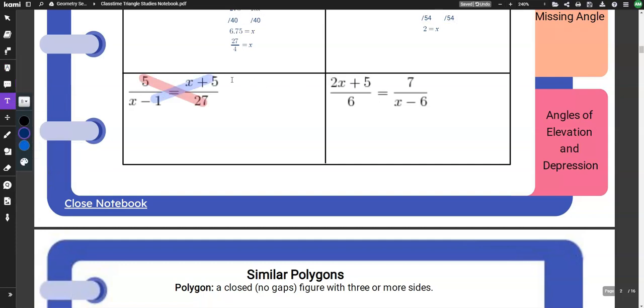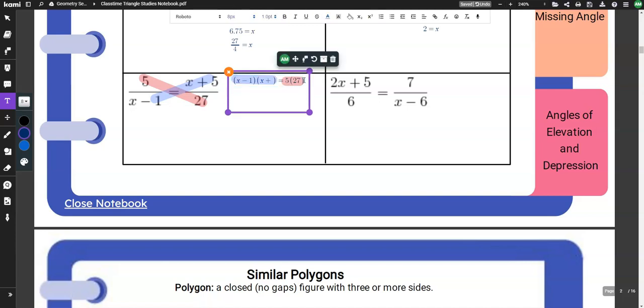Then I'm going to go ahead and type them out. And I'm going to put the blue on the left-hand side this time. So we have x minus 1 times x plus 5. And that's going to be equal to 5 times 27. Now, you may or may not remember how to do double distribution. We do have one technique that is called FOIL, first, outside, inside, last. That means I'm going to take the first term times the first term. And that's going to be x times x, which is x squared.